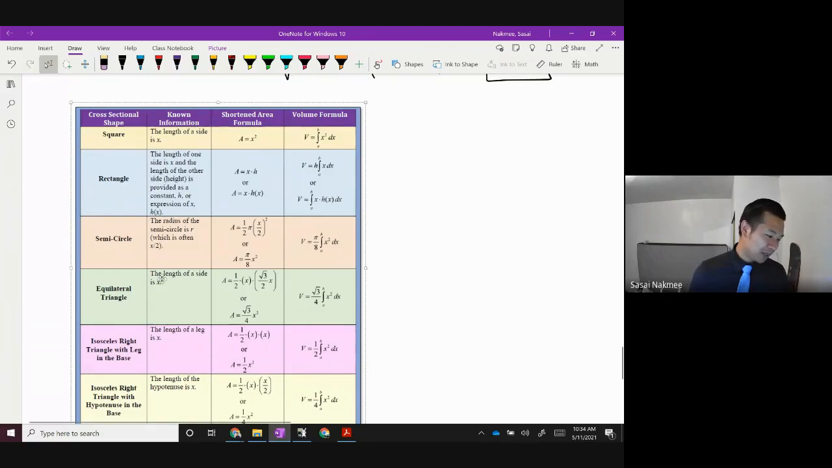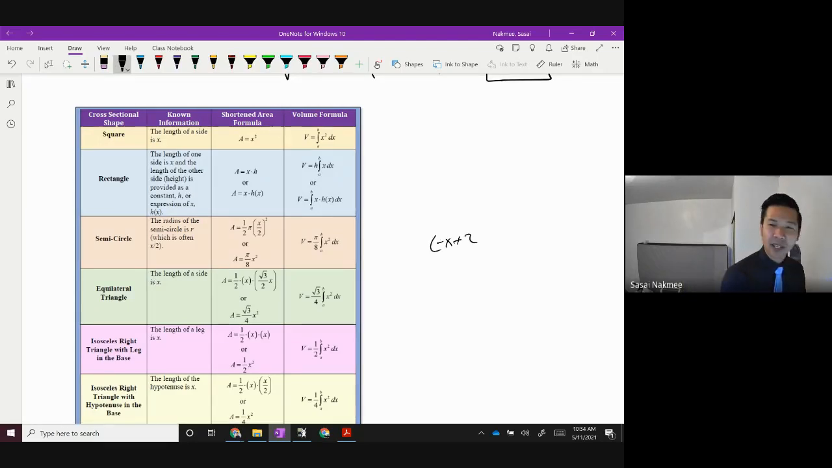So equilateral triangle is the one I just showed you right here, right? Equilateral triangle is the one I just showed you. By the way, x is if the length of the side is x. So you could replace that with, like in our case, negative x plus 2, right? So everywhere you see an x, you would put negative x plus 2 for that particular one.